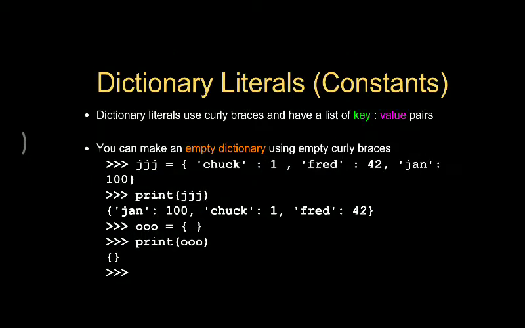Dictionary literals, so nothing but constants. Dictionary literals use curly braces and have a list of key value pairs. You can make an empty dictionary using empty curly braces. So how can you do that?